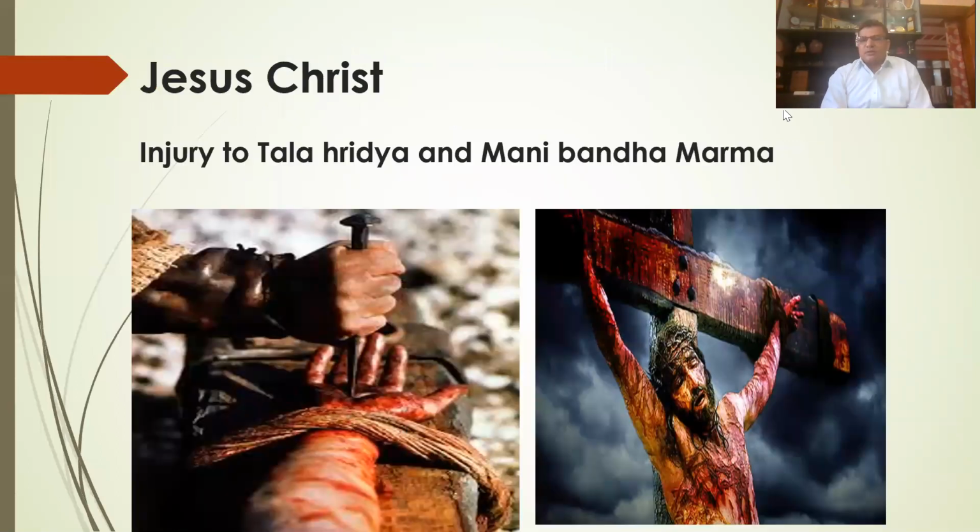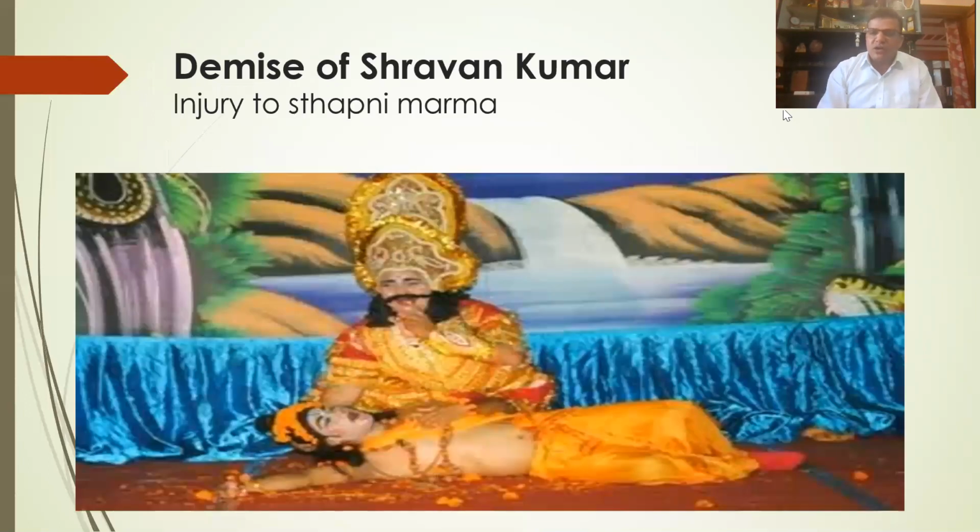And now I am coming to the third, in which Jesus Christ, according to the Bible, the demise of Jesus Christ is also due to injury to the Talhridaya and Manivanda Marma. So you can go through all three stories, which are taken from different holy books, and these three stories connect with the importance of the Marma points. Now I am coming to the demise of Shravan Kumara.